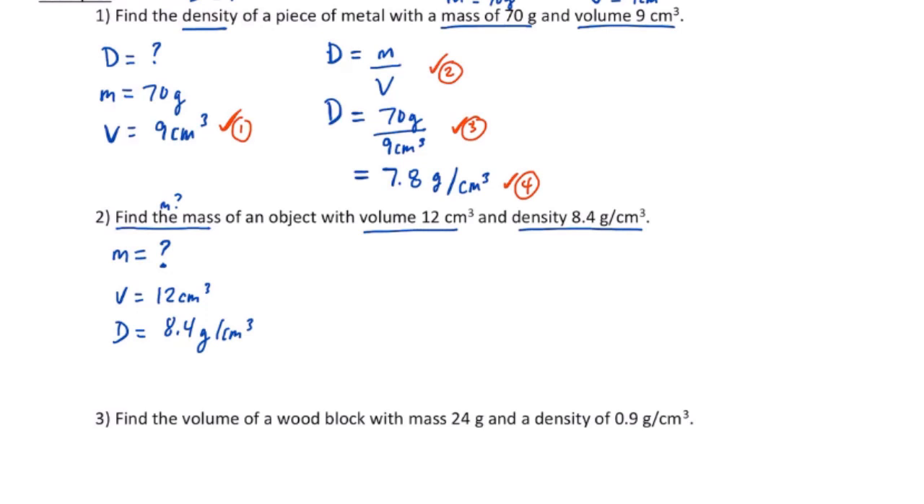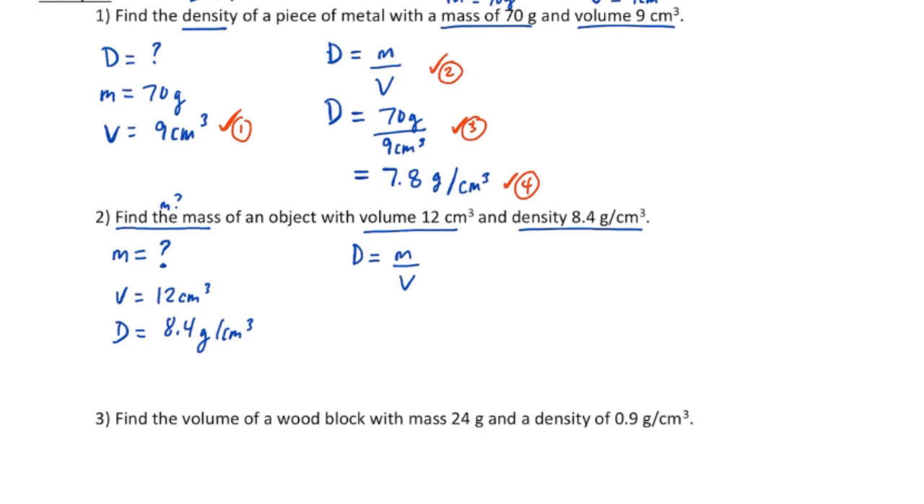So in other words, if I had a cube worth of this material, and I put that cube onto the scale, I could measure it and it would weigh 8.4 grams. Here's the problem. Our formula looks like this, but I don't want to find density. I know what the density is. I want to find the mass. So what I'm going to have to do is rearrange my equation.